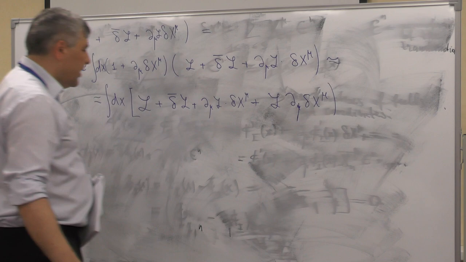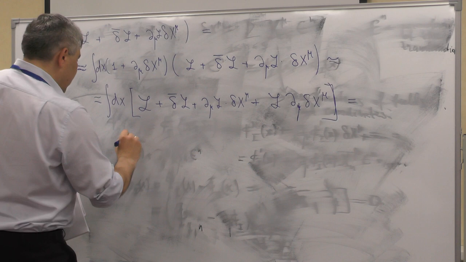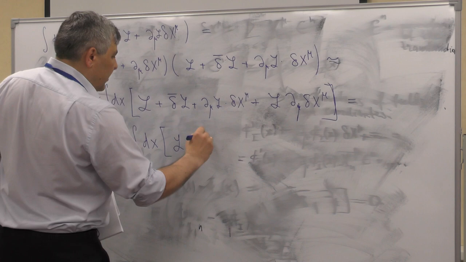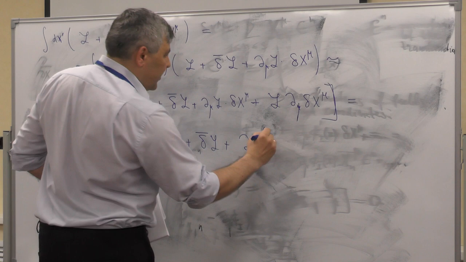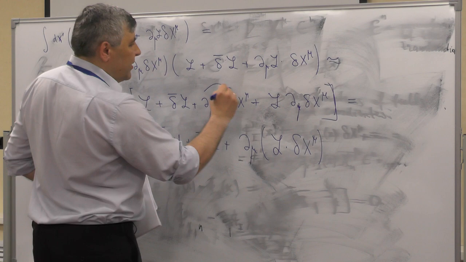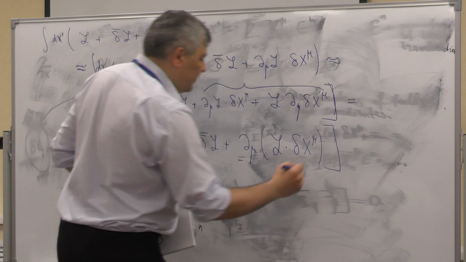And then you see that magically things combine a bit, and I get here the derivative ∂_μ applied to the product of the Lagrangian multiplied by delta x^μ. So these two terms are now combined into one derivative, ∂_μ applied to the Lagrangian density multiplied by delta x^μ.